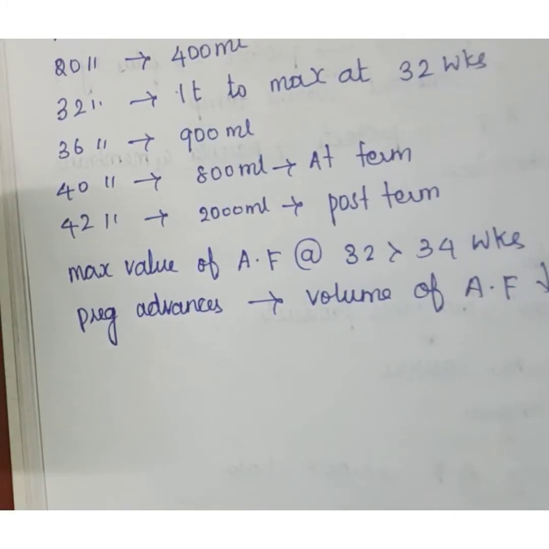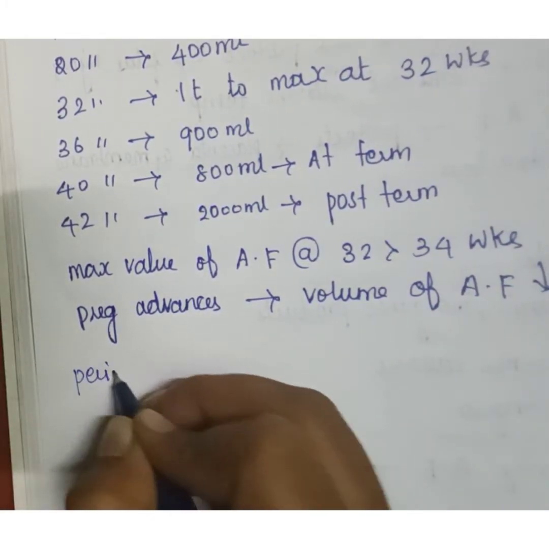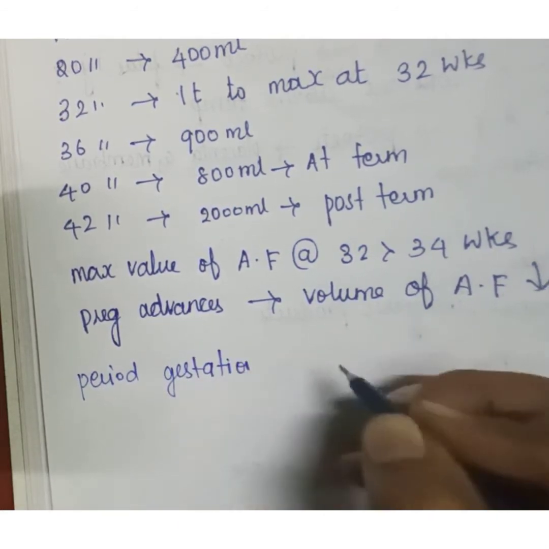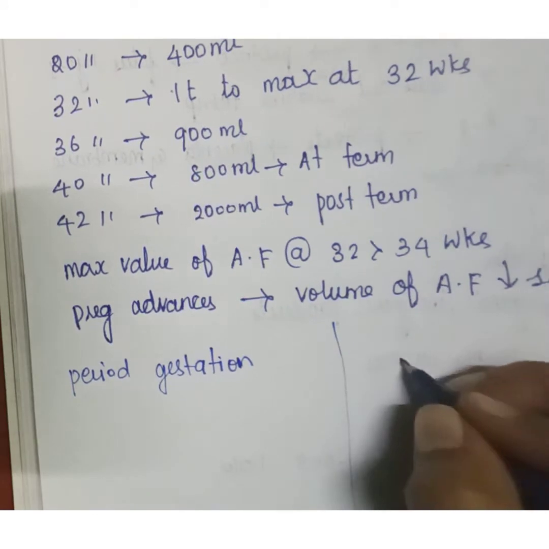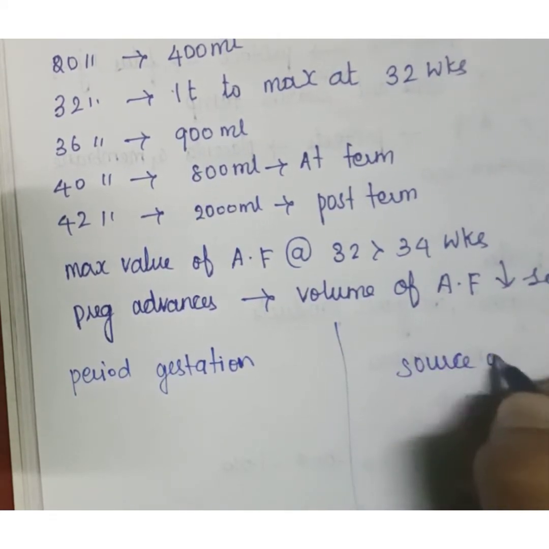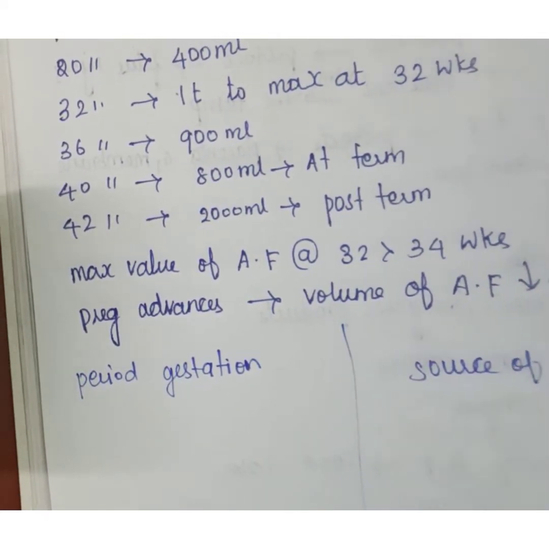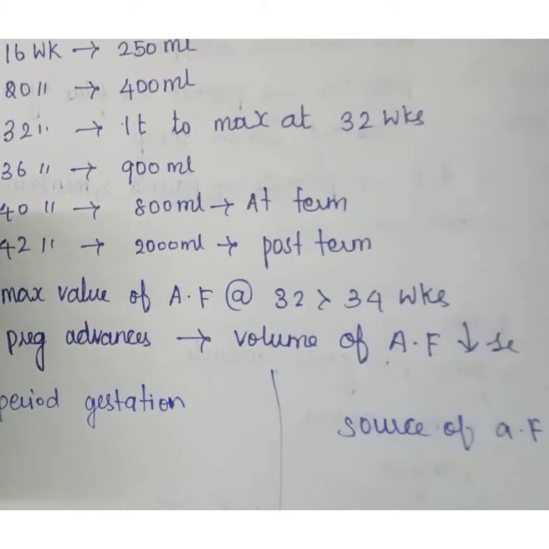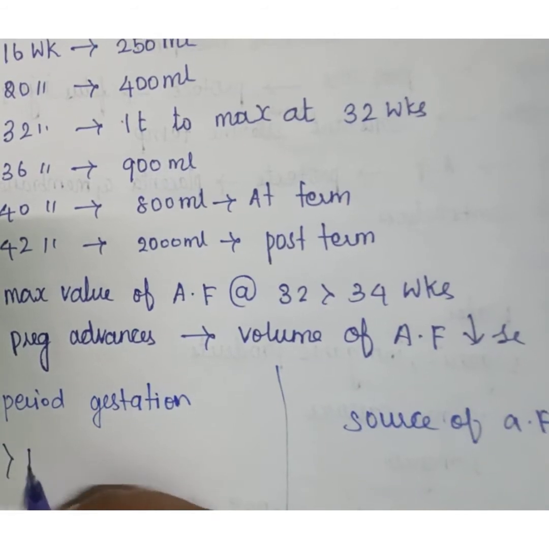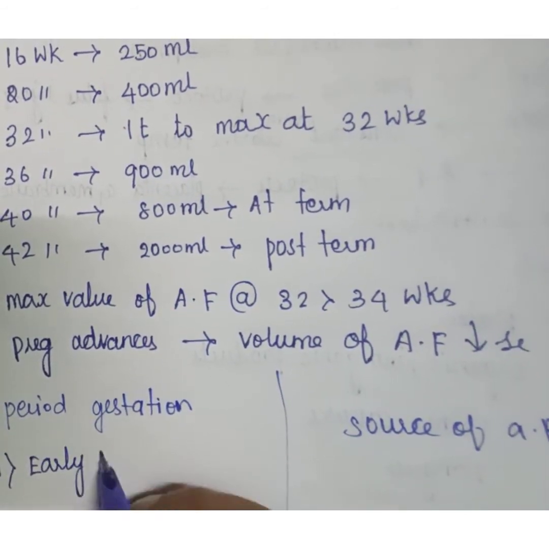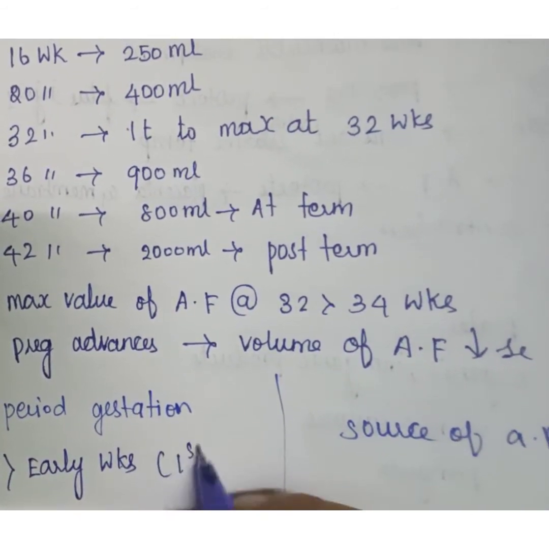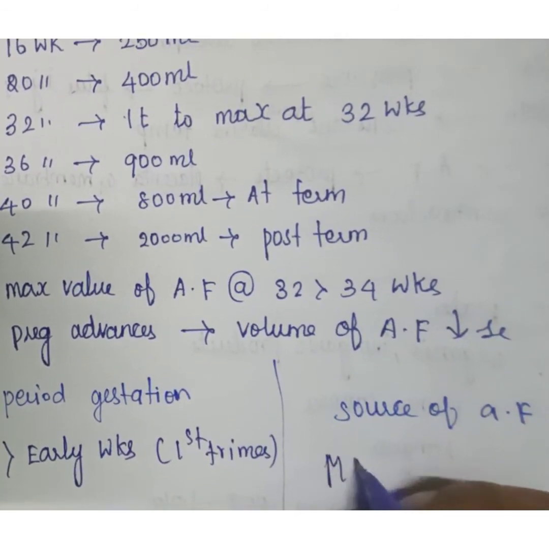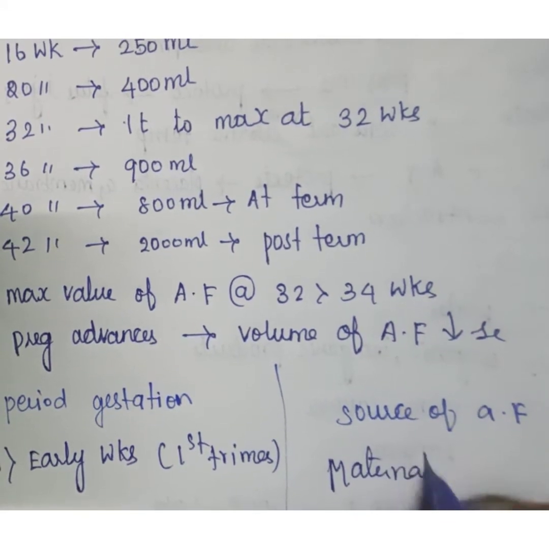Next we are going to see the period of gestation and the source of amniotic fluid. In the early weeks, which means the first trimester, the source is maternal plasma.